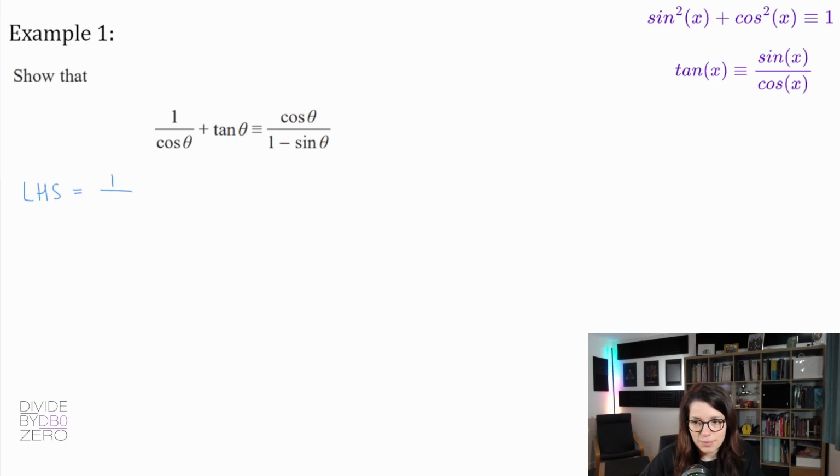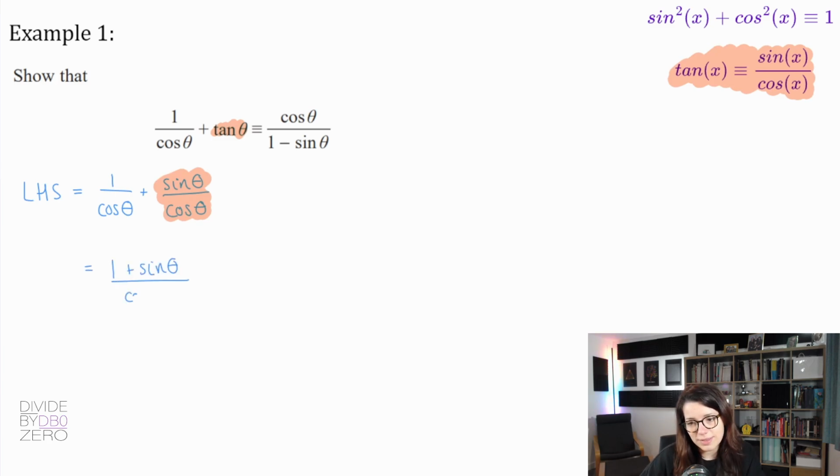On this side, I'll keep the 1 over cos theta. I'll change the tan theta into sin theta over cos theta using this identity. So now we have this. The denominators are the same, so we can add those together to get 1 plus sin theta over cos theta.